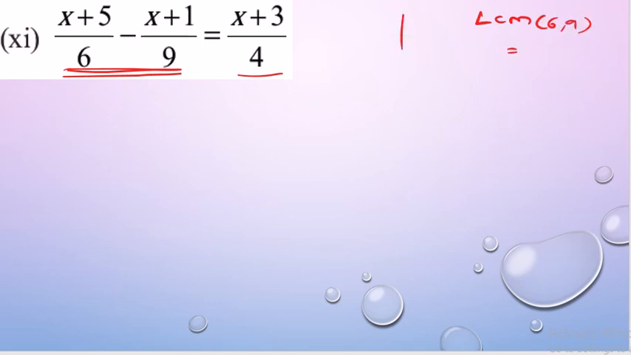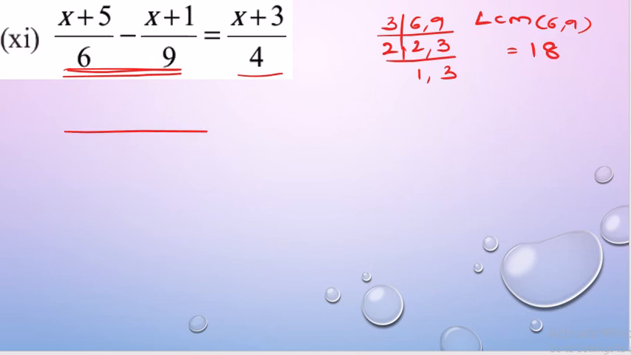So LCM of 6 comma 9, how to find? In the 3 table, this goes 2 times, this goes 3 times. Now again in the 2 table I can cancel it 1 time and 3 will be as it is. So 3 2s are 6, 6 3s are 18. So the LCM of 6 comma 9 is 18. So here I can directly take the LCM as 18. Now in the 6 table, how many times does 18 go? You know that in the 6 table 18 goes 3 times.